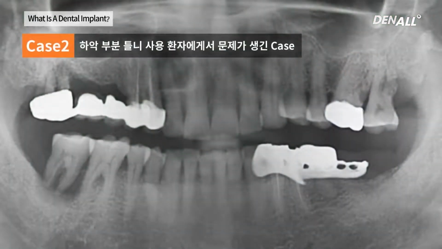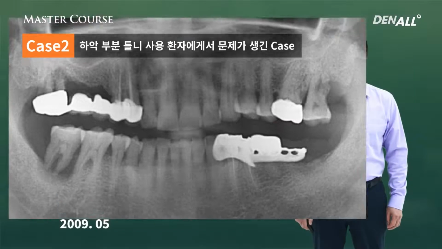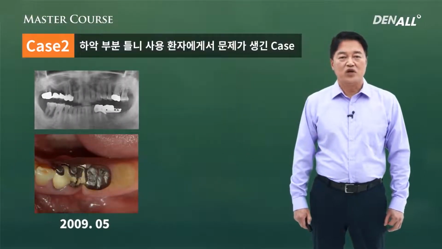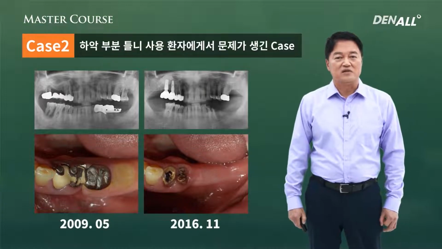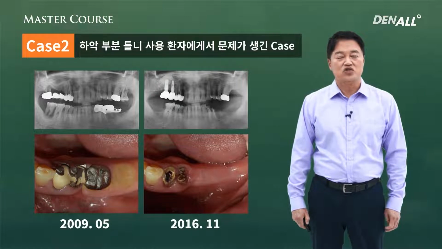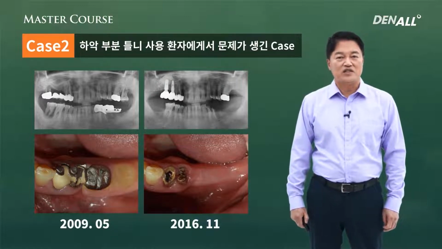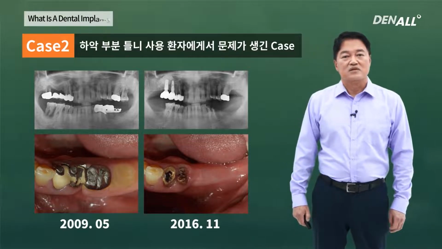Let's look at a second case. In the lower left quadrant, the two molars were missing, and on the two teeth in the front, surveyed crowns were used, and a partial denture was used. As the patient used this for a long period, a problem erupted in 2009. The patient used it like this, and after 7 years, when the patient came in, within the surveyed bridge there was decementation and caries occurred, and retreatment was required.